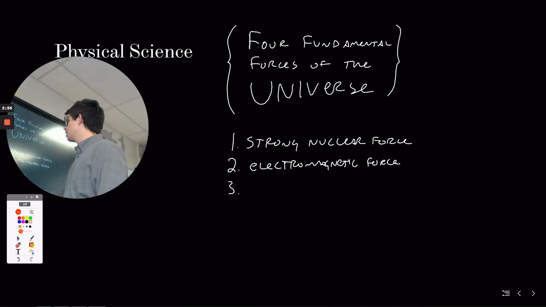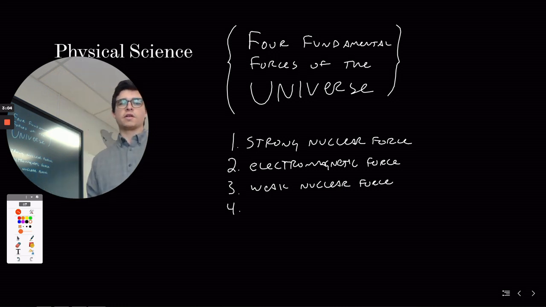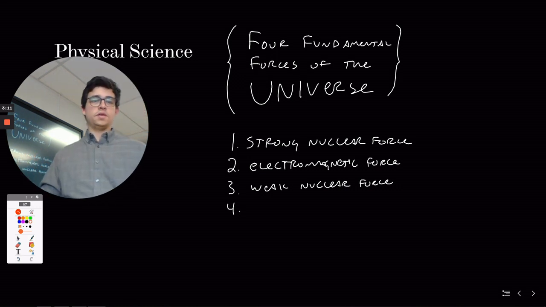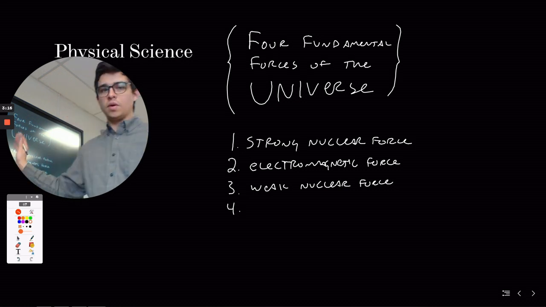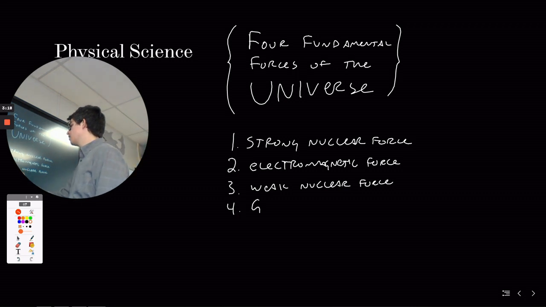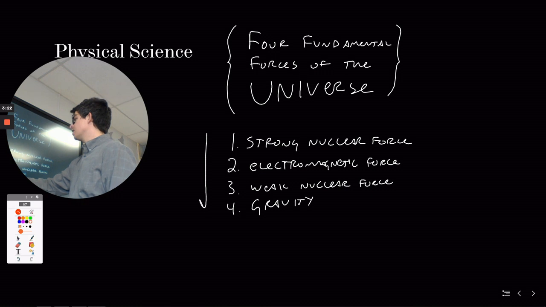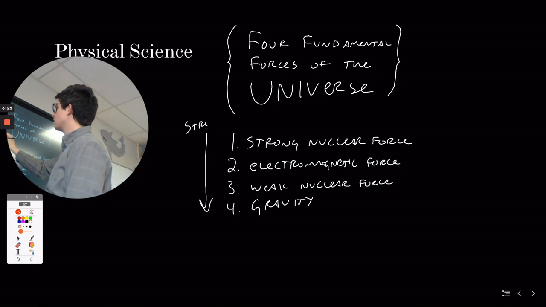The third one is the weak nuclear force. And this one's a little bit spookier and harder to define, but basically the weak nuclear force is the force that can cause some subatomic particles to transmute to others, which is important in radioactive decay, but we'll get to that later in the year too. And the fourth, the weakest of the 4 fundamental forces, is gravity. So once again, in order, strongest on top, weakest on the bottom.